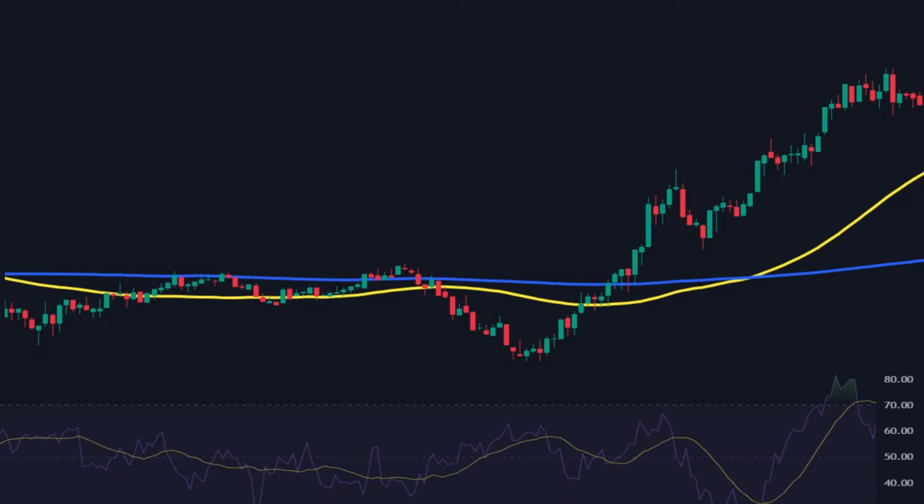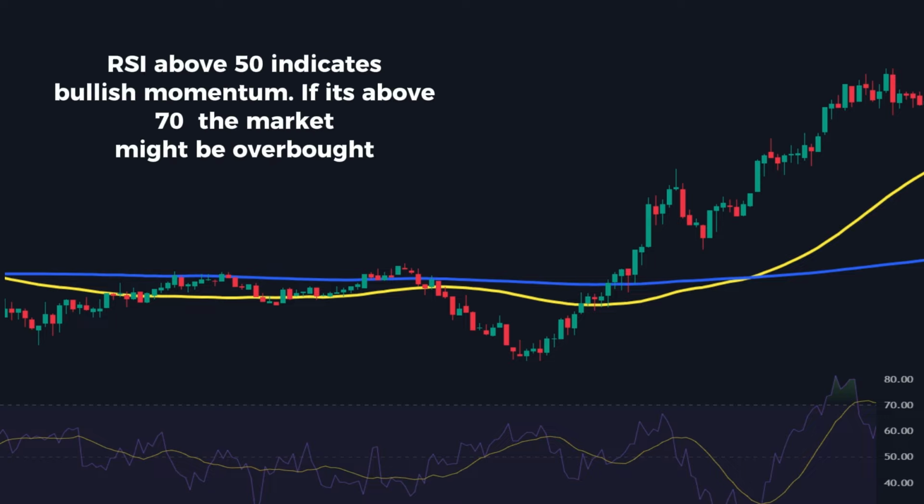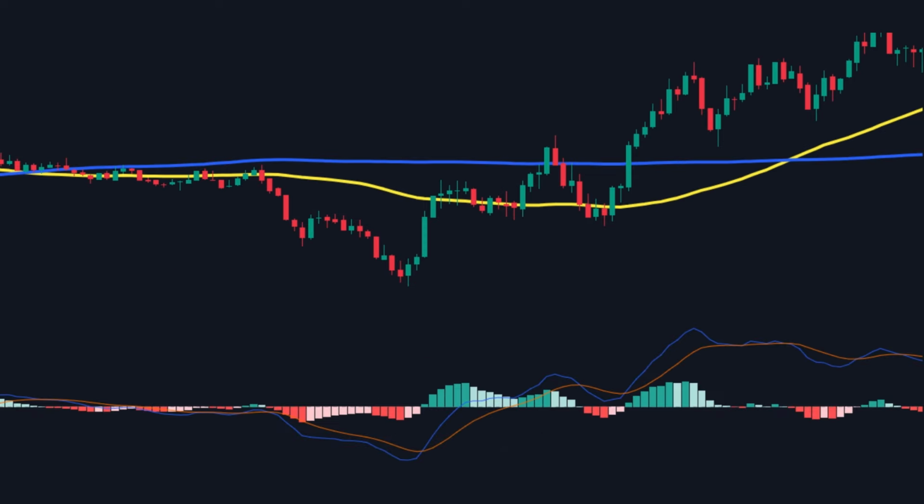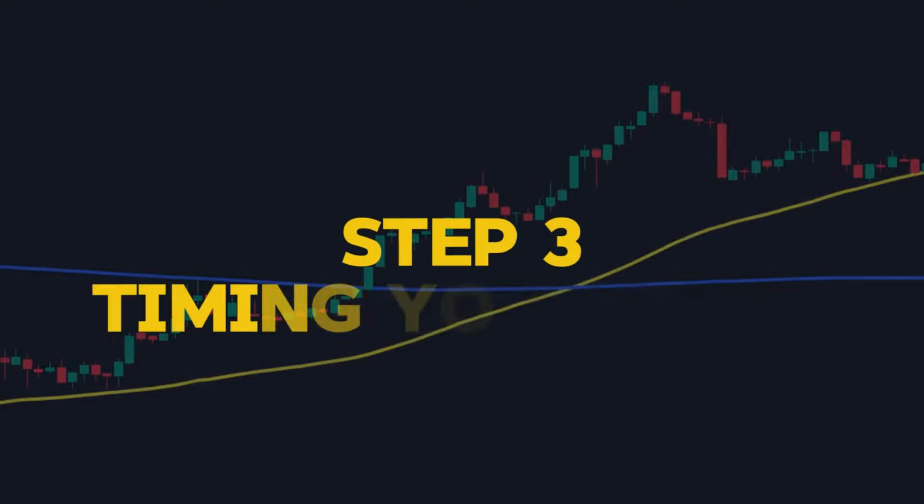RSI, Relative Strength Index. If the RSI is above 50, it indicates bullish momentum. However, if it's above 70, the market might be overbought. Proceed with caution. MACD, Moving Average Convergence Divergence. When the MACD line crosses above the signal line, it serves as a strong confirmation of a bullish trend. Using these indicators can significantly reduce the chances of falling victim to fakeouts or false breakouts, which are common in volatile markets. Step 3. Timing your entry.